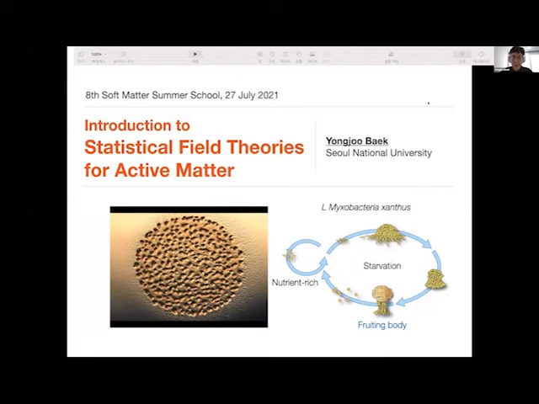According to the original plan, I wanted to give a talk which entirely focuses on the statistical field theories. But since I got the time wrong, I couldn't complete my preparation. So I'm going to talk about the active matter area in general, not especially focusing on statistical field theories. So the title is a bit misleading today, but please understand that I got the wrong time.